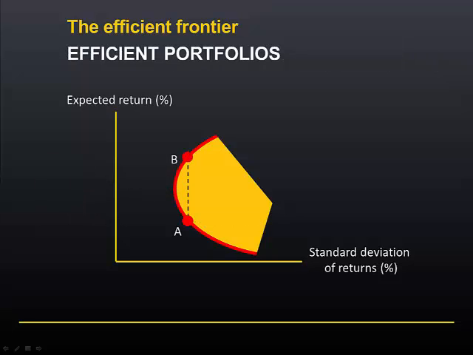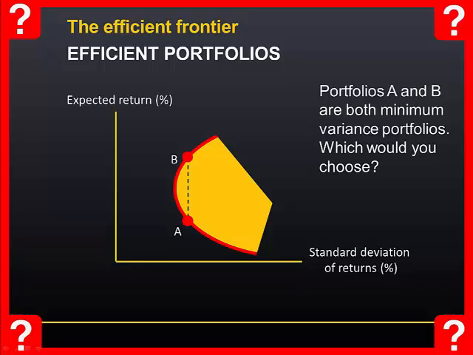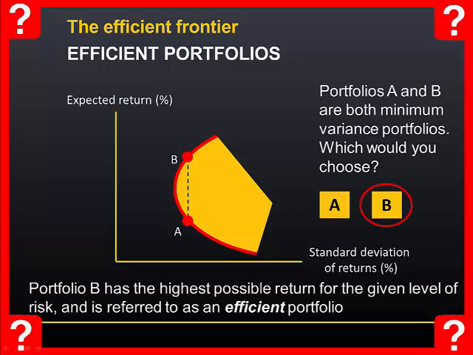Now consider portfolios A and B. They are both minimum variance portfolios. Which one would you choose? Hopefully you would choose portfolio B.